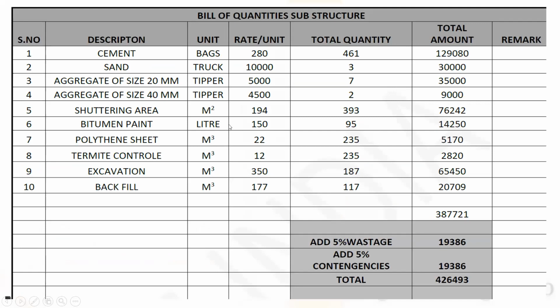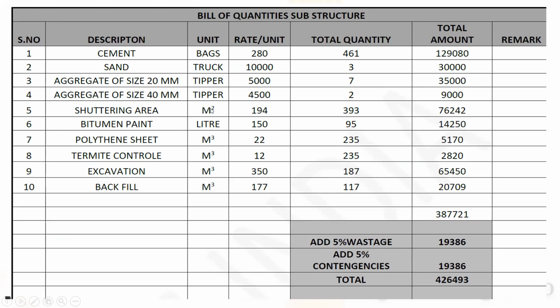Now bill of quantity for the substructure, that is a sum. Cement rate will be 280 rupees, 461 bags, that is 1,29,080. Sand truck will be 10,000 rupees, 3 trucks, that will cost you 30,000 rupees. 20 mm metal rate will be 5,000, 7 trucks 35,000. Aggregate 4,500 per truck, 2 trucks, that will be 9,000.